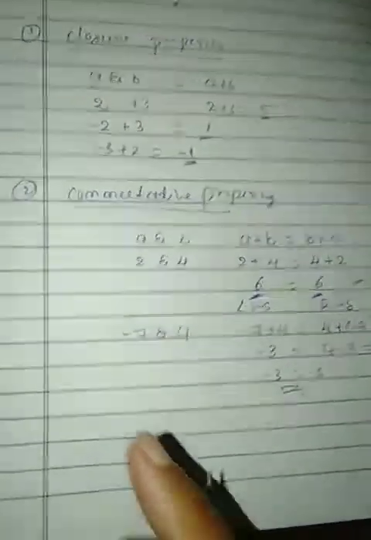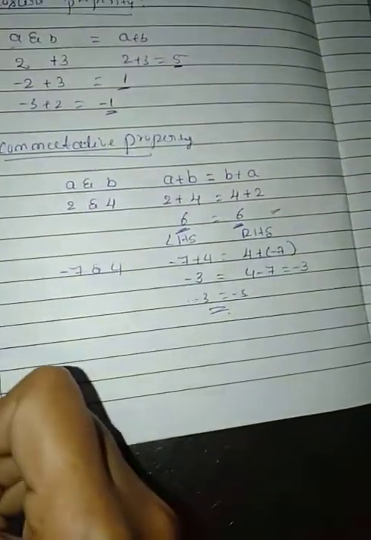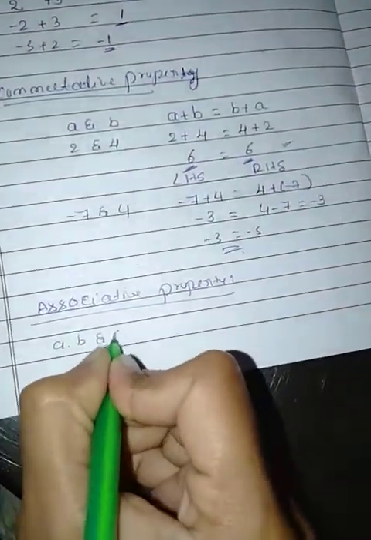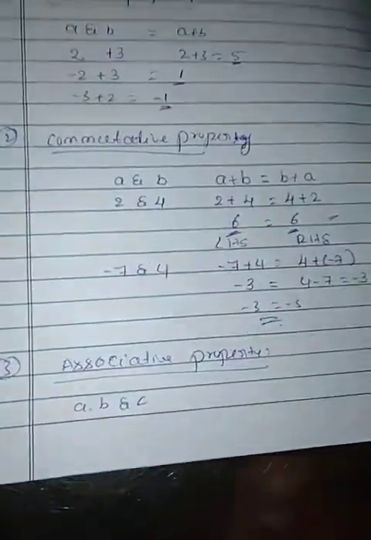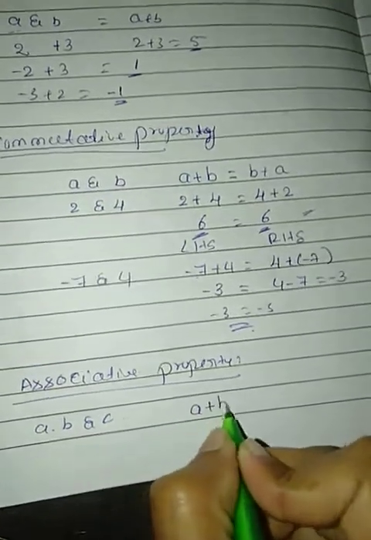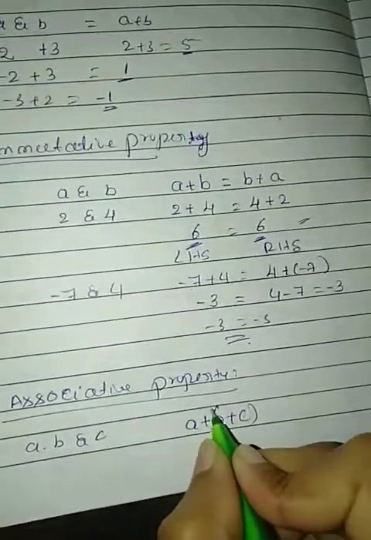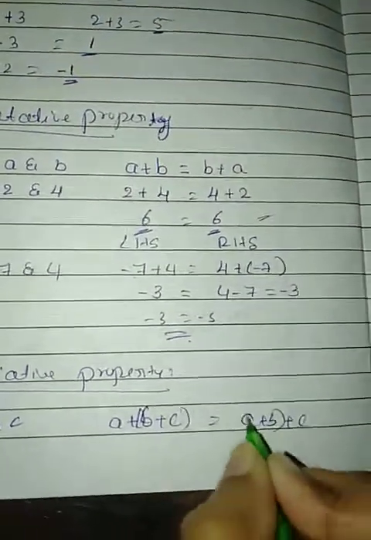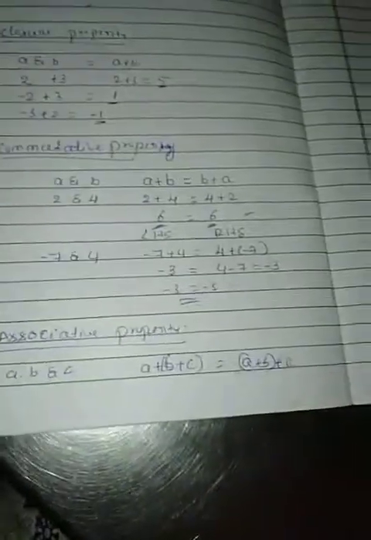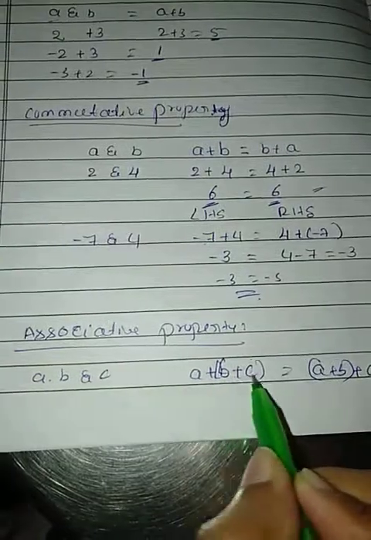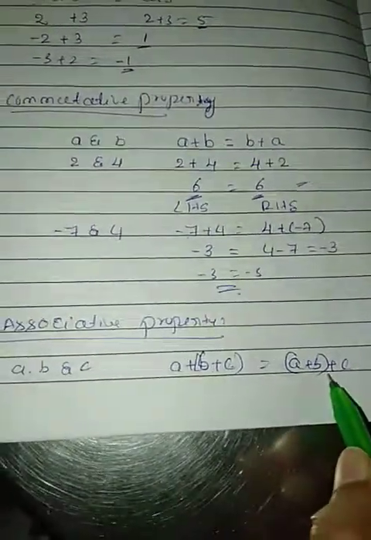The next one is the associative property. Here A, B and C are three integers. If the associative property holds good for integers, then A plus B plus C can be grouped in two ways. In whole numbers I already explained what the associative property is. For three numbers, first we make these two as a group, then we make the other two as a group.